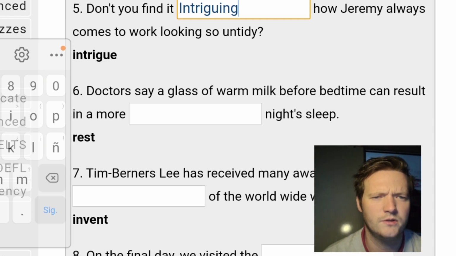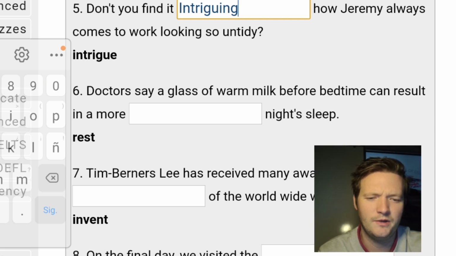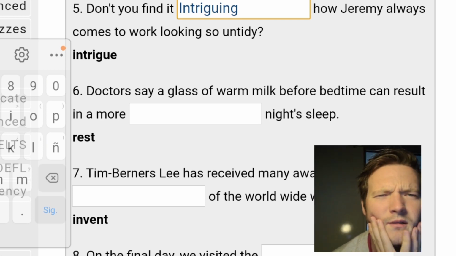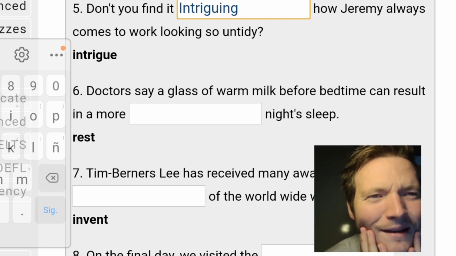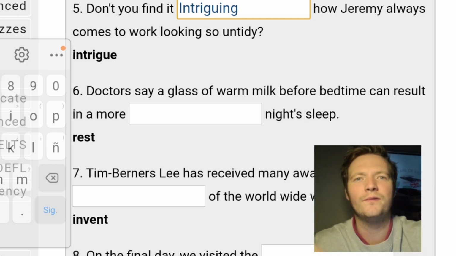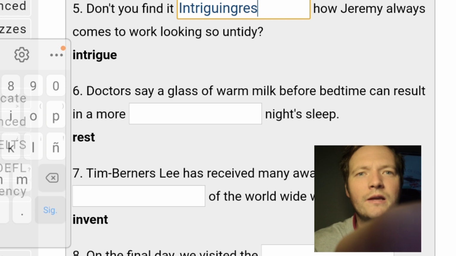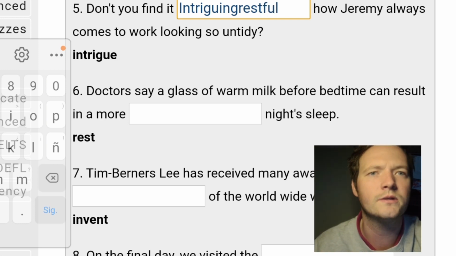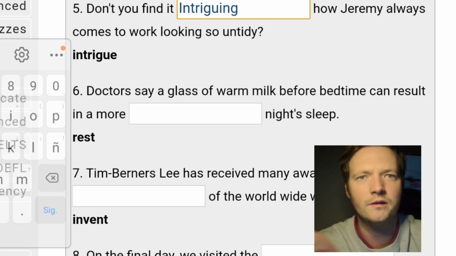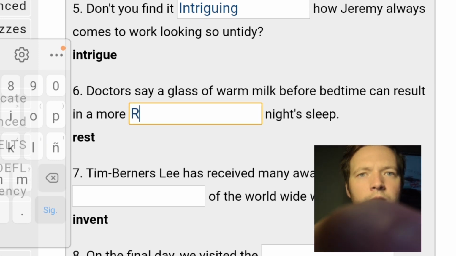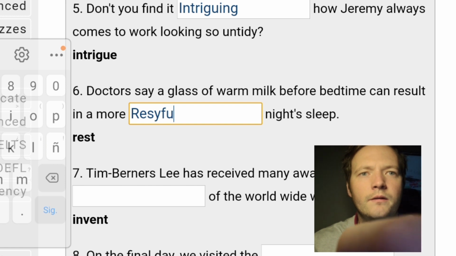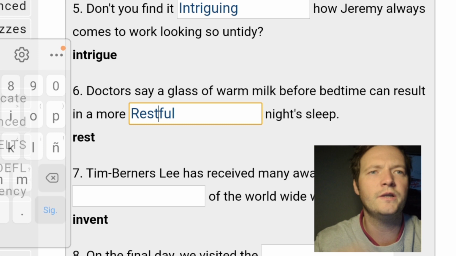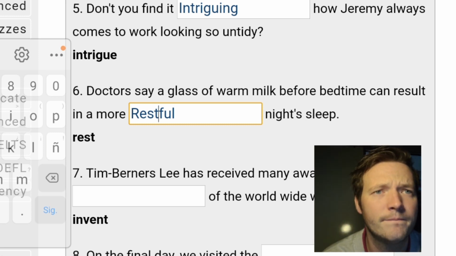Or I think the word, does the word restful even exist? Am I inventing that? Restful, yeah, it does exist. I don't know why I doubted that. I would say restful, because that's what I've always heard. But maybe doctors say that it results in a more restless. I don't know what doctors say about that. But yeah, restful. I guess restful.